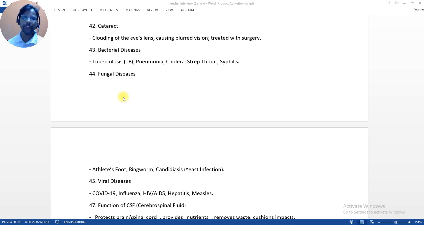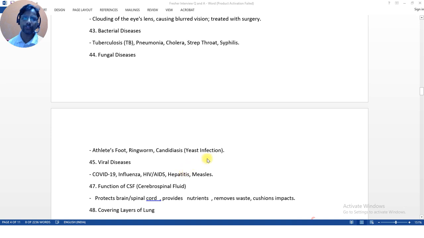Next, what are a few fungal diseases? So athlete's foot, ringworm, candidiasis. Otherwise, we will call it a yeast infection. So this is one type of fungal disease.